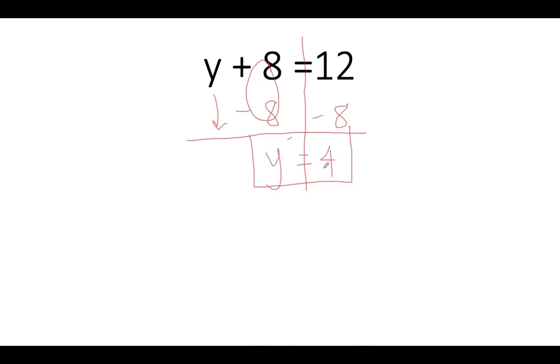Now what I can do is take this 4 and plug it back into the equation to make sure it works. 4 plus 8 equals 12. Well, 4 plus 8 is 12. 12 equals 12. We have a balanced and good equation.